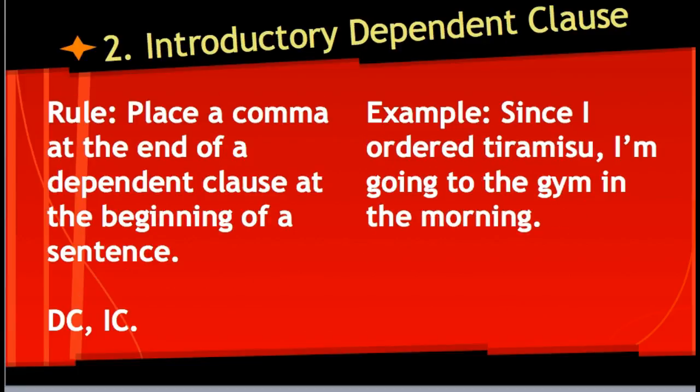Rule number 2 is the introductory dependent clause. We've gone over this one multiple times as well with your DC, comma, IC. So you always put a comma if it's at the end of the dependent clause, but if you were to reverse the order, you would no longer, most likely, need that extra comma.